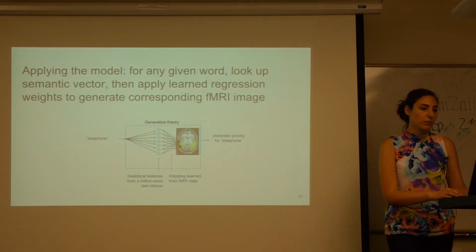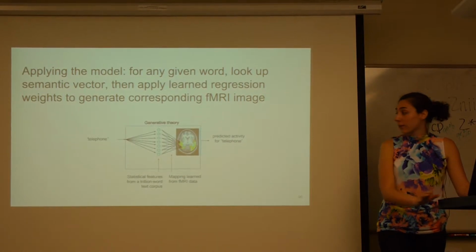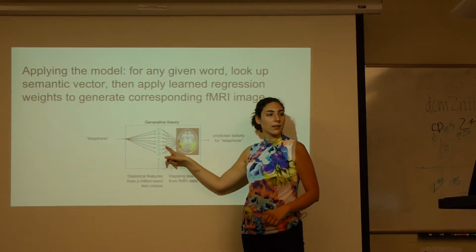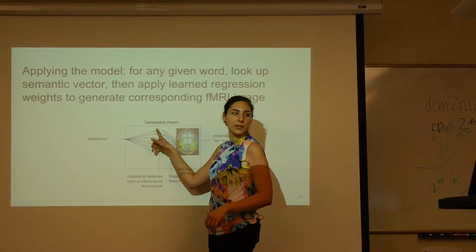And the mapping, like how is the mapping learned? Is it just linear regression? It's regularized with an L2 penalty. Oh, that's why you said the betas are... The betas, yeah. The betas are over here. This is just showing us getting the semantic vectors.